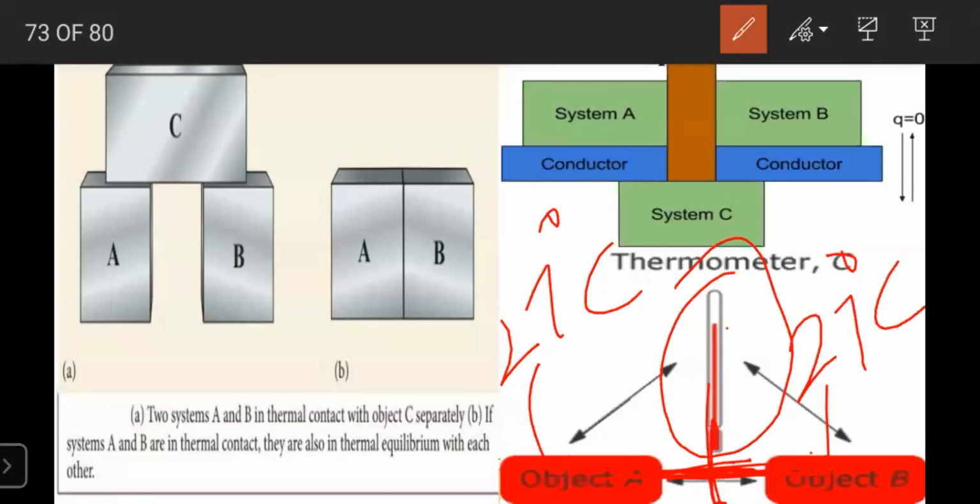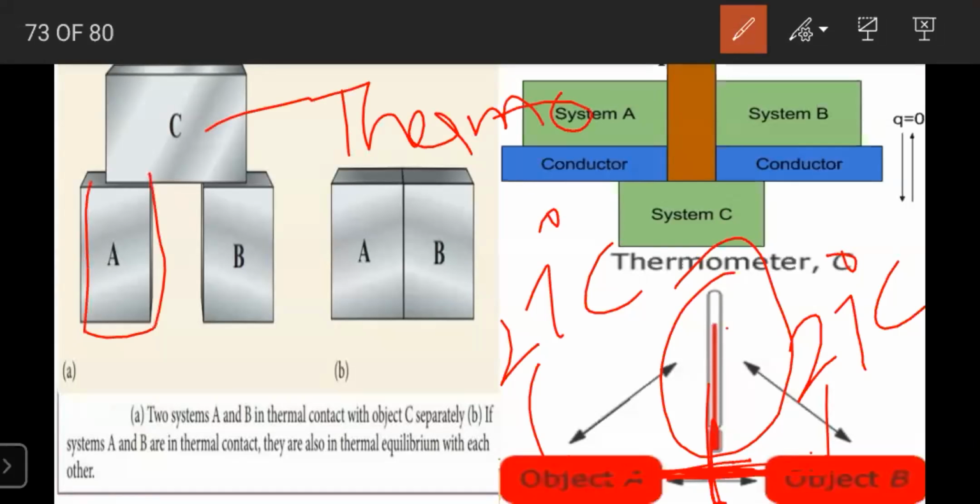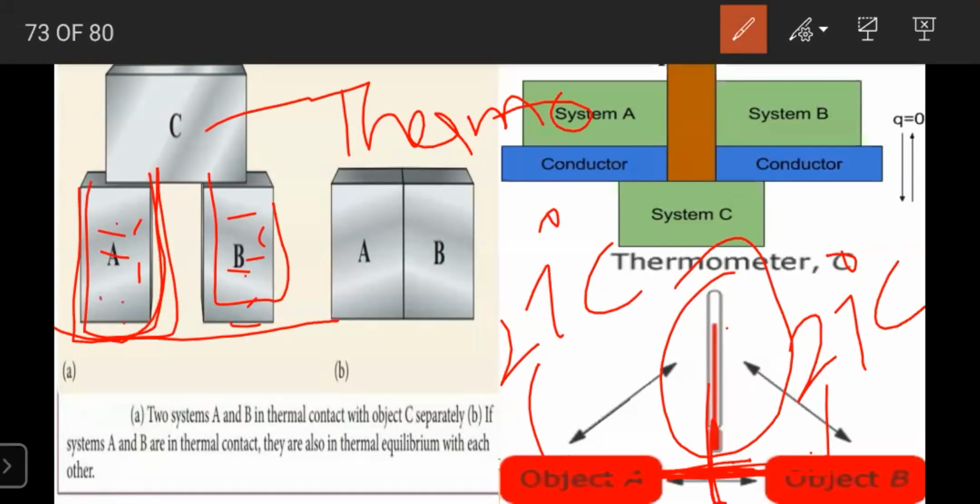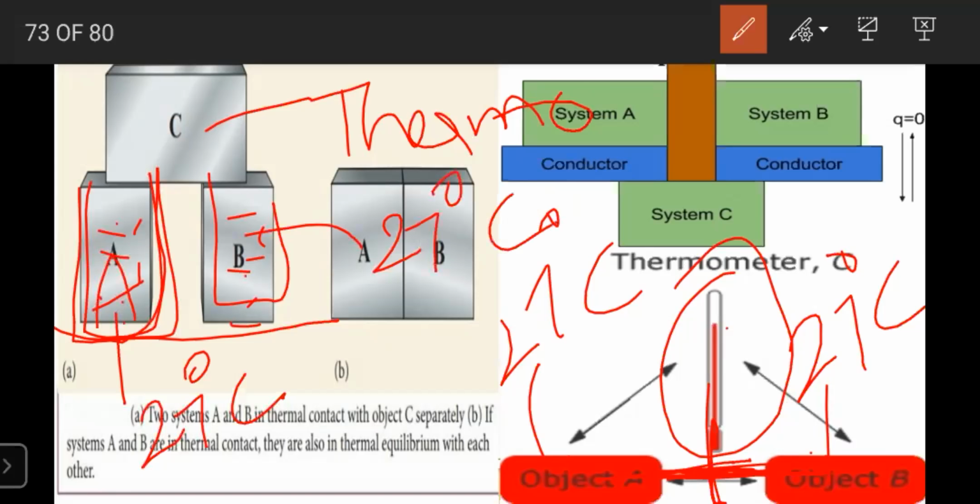So let us say this is a thermometer. C object is the thermometer. Let us take this is water. It contains water. This also contains water. Let us say both are at room temperature. Initially I am measuring the water temperature in this bowl A. I am getting 27 degrees centigrade. Similarly, I am measuring the temperature of B. I am getting the same 27 degrees centigrade. Got it?